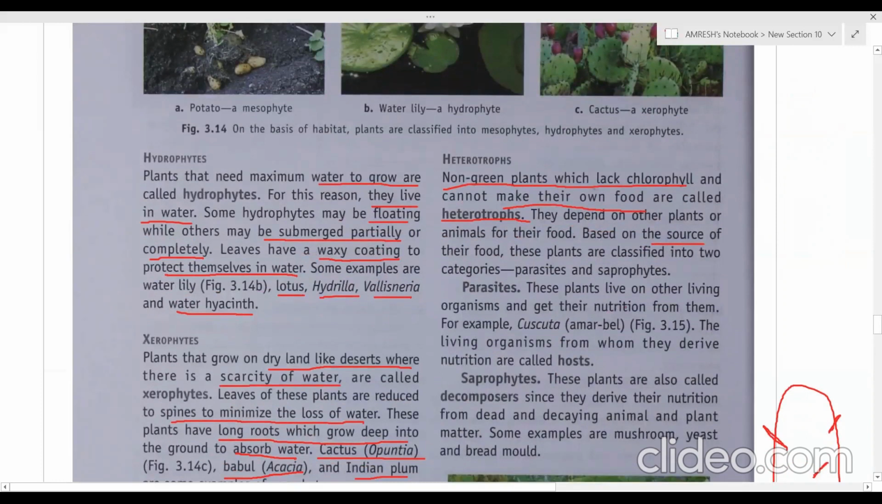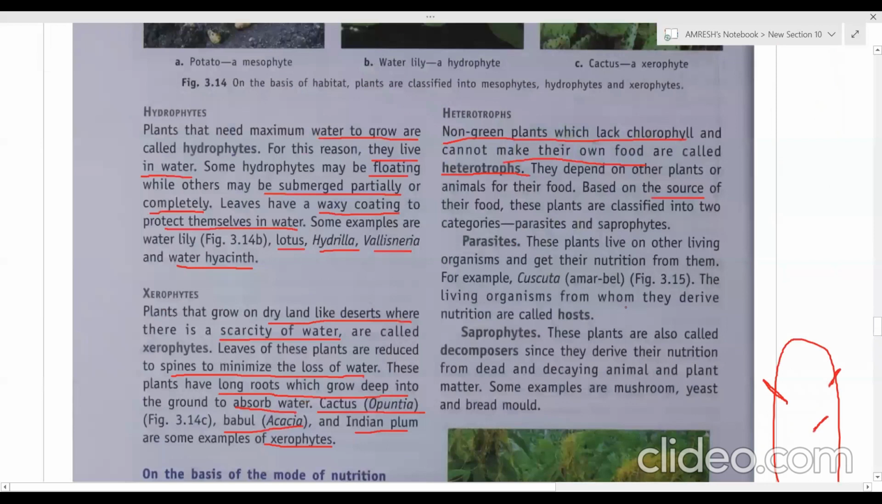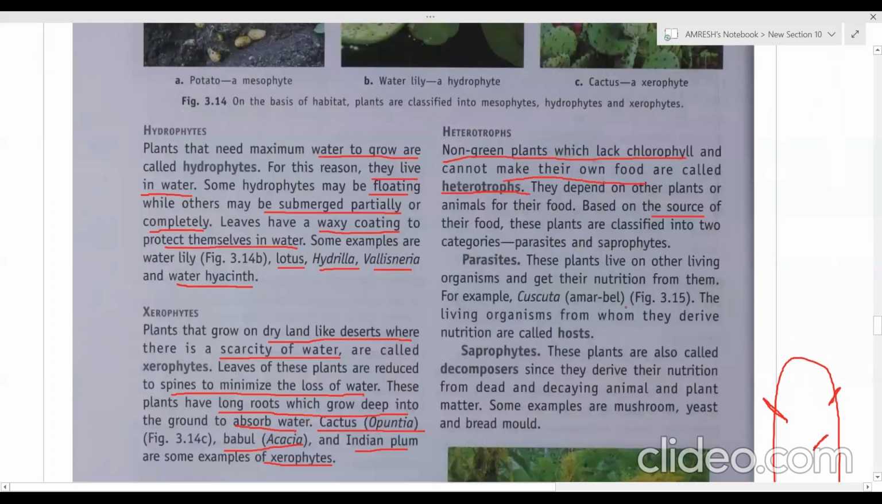Some plants feed on insects, they are called insectivorous plants. So they feed on insects. Some feed on dead and decaying matter. I cannot say it is a plant, it is a fungus. Fungi depend on dead and decaying matter. Parasitic plants get nutrition from other organisms, that is your cuscuta. Okay, the living organisms from whom they derive nutrition are called host. Parasites depend on a host. Host means the organism on which the parasites depend for food or derive nutrition from.